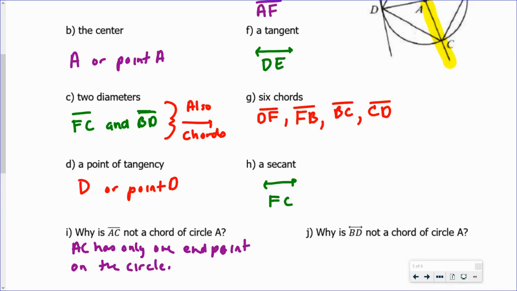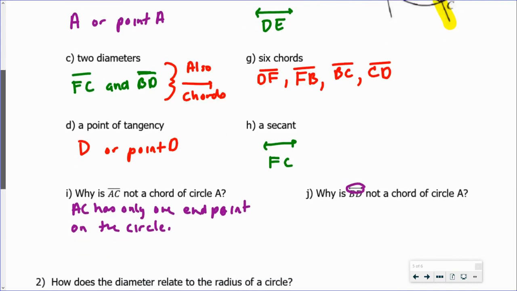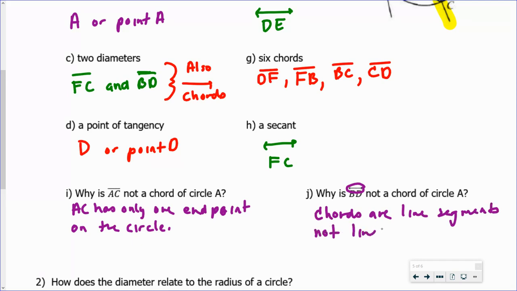Next one, why is line BD not a chord of A? Well, the answer to that one lies in this notation. By definition, a chord is a line segment. So line BD can't be a chord because it's a line, not a line segment. So the answer here would be chords are line segments, not lines. So technically, line segment BD is a chord.